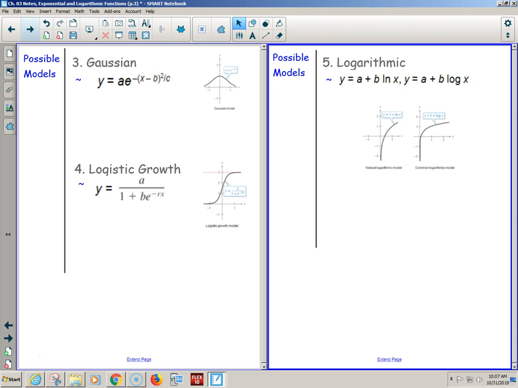Okay, 3 and 4 and 5. Gaussian, logistic, logarithmic. You guys can check in with, we'll check in with John at the end of the year. Logistic growth is going to be not a huge percentage-wise, but it comes back because logistic growth is way more practical than exponential growth. Do you get to see that in your homework?